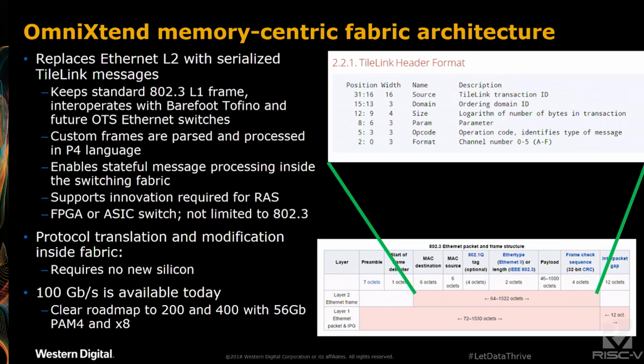So this is your standard Ethernet frame, right? L1 frame, you have preamble, start frame delimiter, and the frame. Instead of using the L2 frame with a MAC source and destination address, you just replace that with a TileLink protocol. And that's what OmniExtend looks like right now. This is all on GitHub. There's a spec there, and there are also bit streams for the VCU118 FPGA card, so you can download the bit streams and you can play with this.